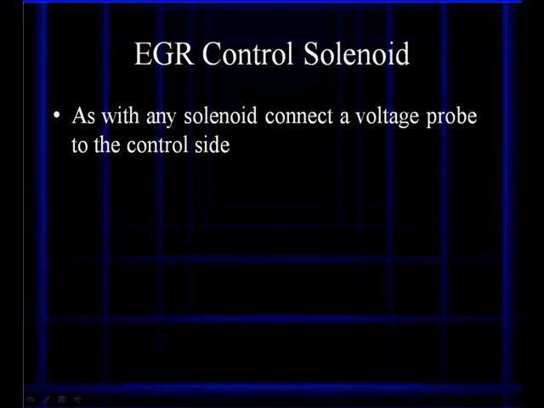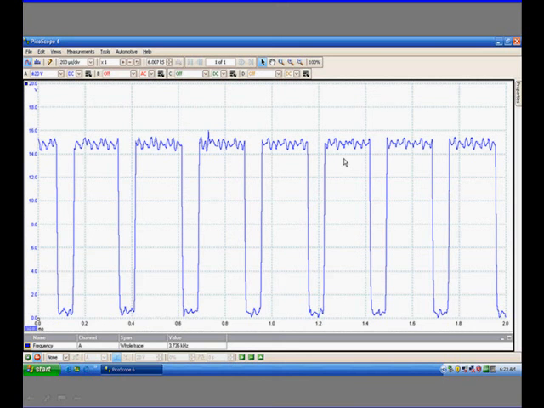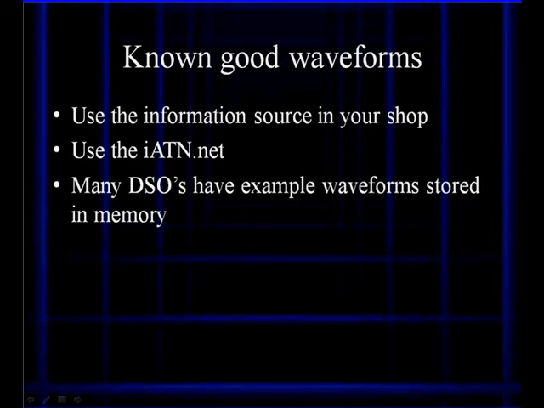EGR control solenoid, as with any solenoid, connect the voltage probe to the ground side and you get an image like this. You can see that it's pulsing the EGR very evenly, meaning it's in a holding position.